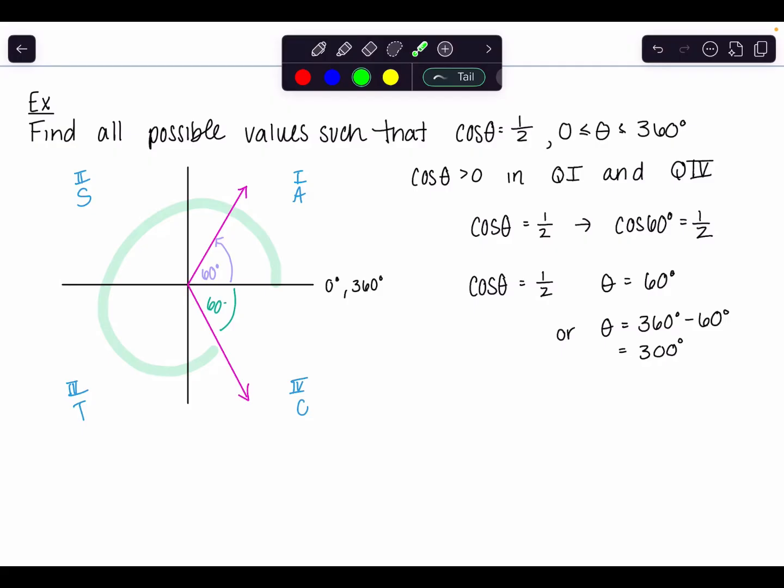And then really from here, you can find a ton more angles that also have an output for cosine of positive 1/2. You can go around the unit circle again and again and again. You can go the opposite direction and subtract 360 degrees. But all of those will land on the same terminal side and give you that same exact reference angle. Okay? Which is why these reference angles are so important for us, because it tells us a lot of information.